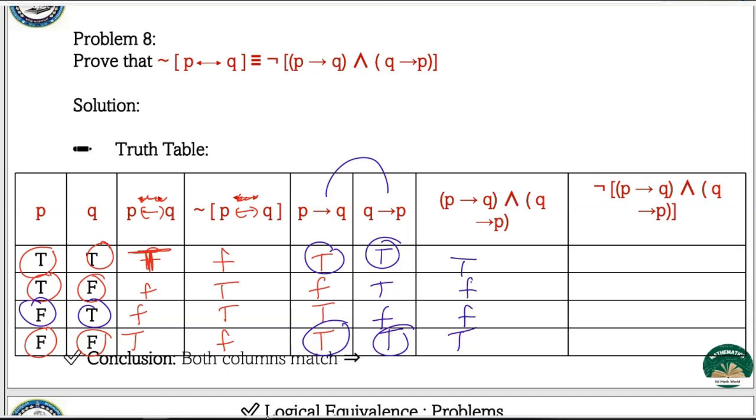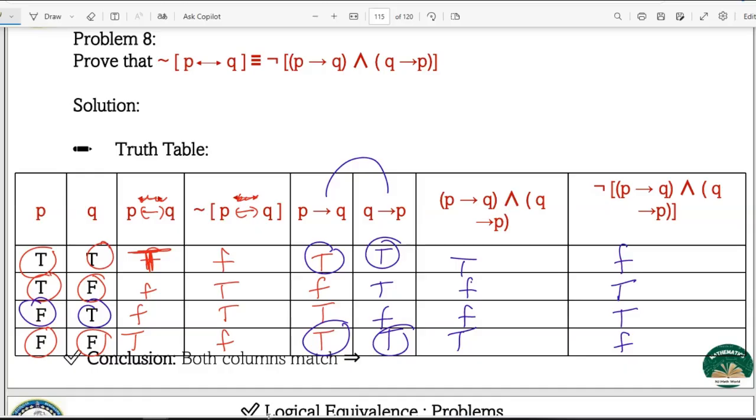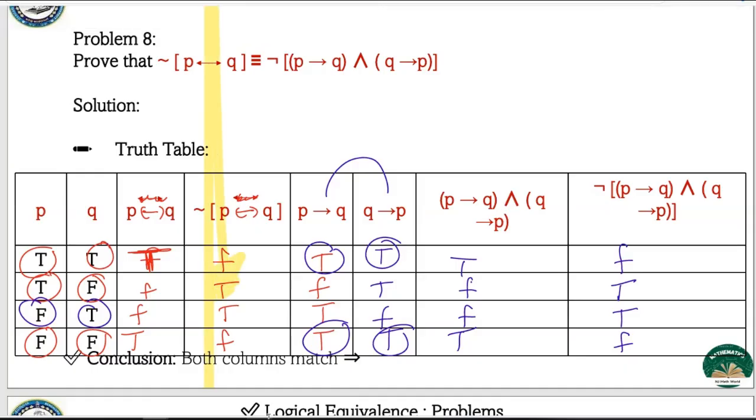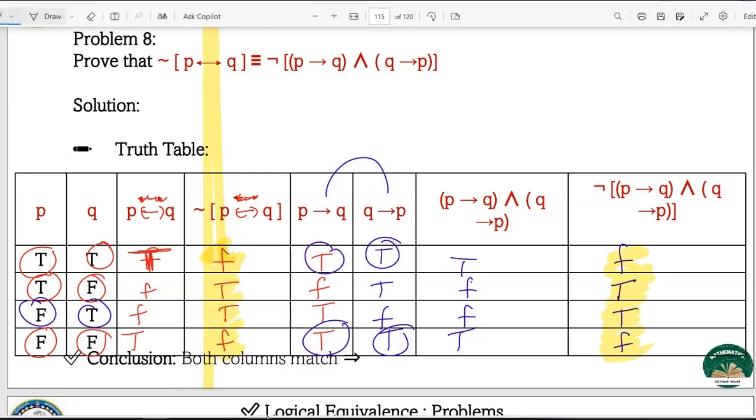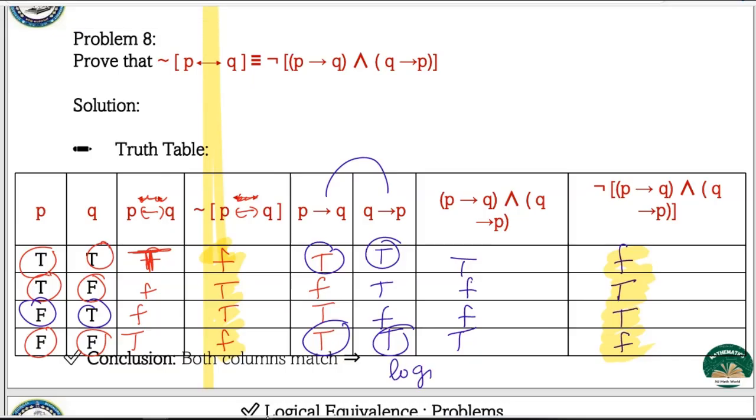Now we have to check the negation of this, what we got. Negation only: this will be F, this will be T, this will be T, and this will be F. Now we have to check whether the values of the LHS, that is the negation of this line, and the answer we got are both the same. Yes, they are logically equivalent. Since they have the same value, they are logically equivalent.